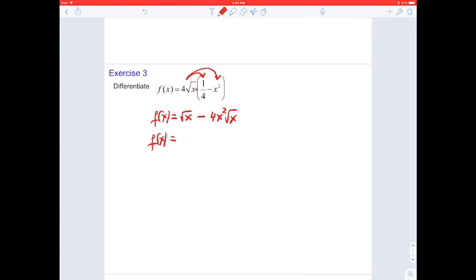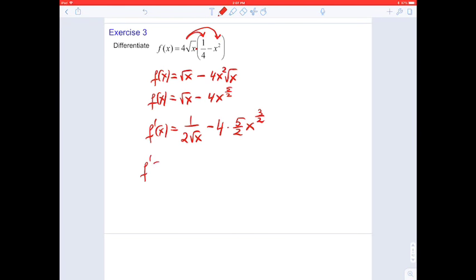One more simplification. This is square root of x, and this one is x to the power of half and x to the power of 2. 2 plus half is 5/2. Now let's differentiate. Derivative of the square root of x is 1 over 2 root x. Derivative of x to the power of 5/2 is 5/2 x to the power of 3/2. We subtract 1. Okay. Let's simplify.